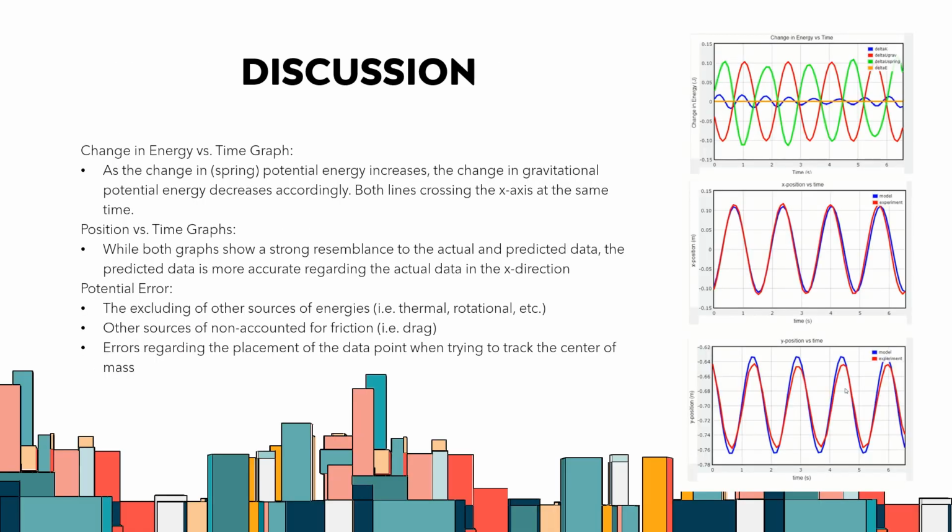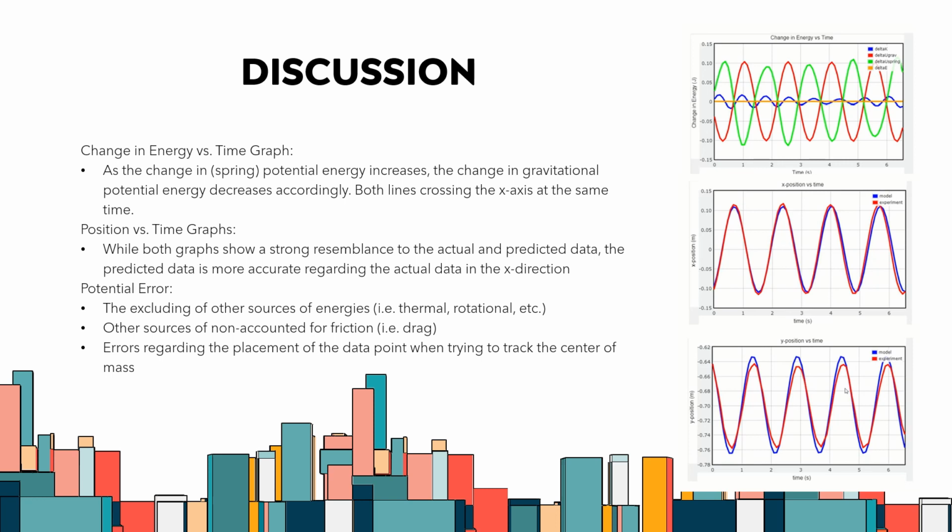With the change in energy and time graph, as the change in the spring potential energy increases, the change in the gravitational potential energy decreases accordingly. Both lines are crossing the axis around the same time. On the position and time graphs, while both graphs show a strong resemblance between the actual and predicted data, the predicted data is more accurate regarding the actual data in the x direction.